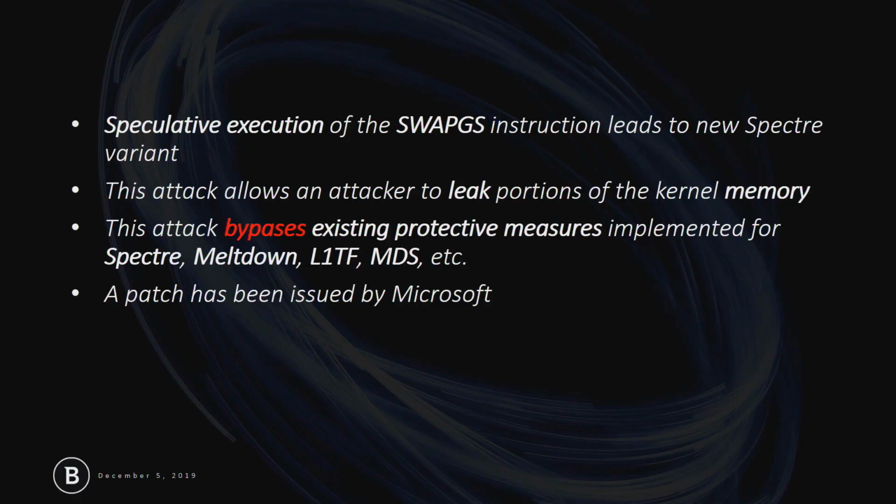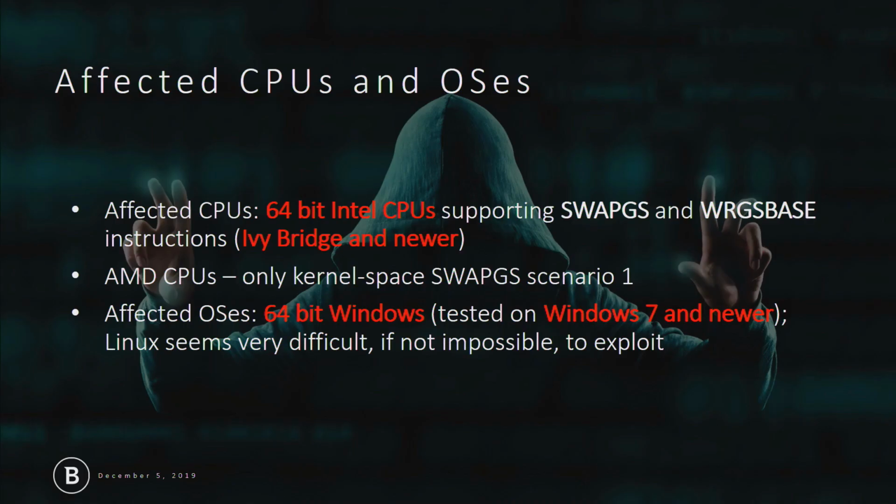All right. So the SWAPGS attack is basically a new variant of Spectre, right? And you can leak portions of the kernel memory even if the system is patched against Spectre, Meltdown, L1TF, MDS, and so on. Luckily, a patch has been issued by Microsoft. It was issued roughly a month before the problem was published. And Intel didn't address, and I don't think they are planning to address this issue in silicon in the foreseeable future.